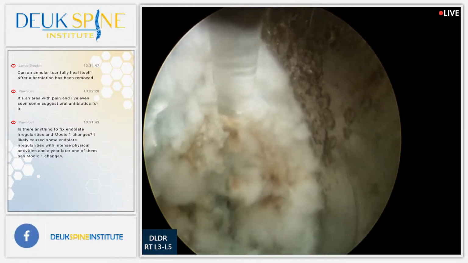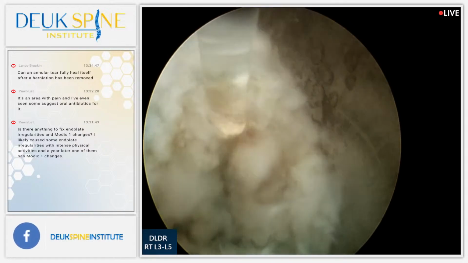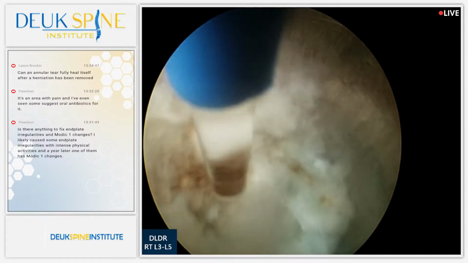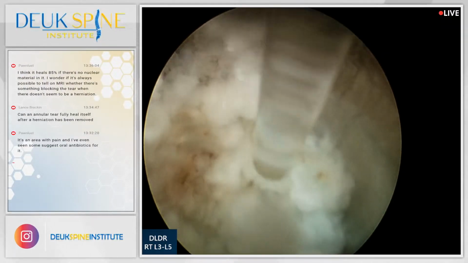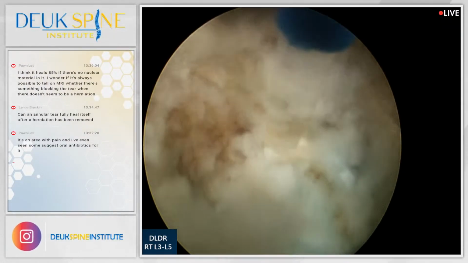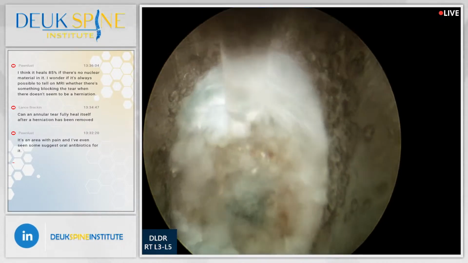Then I asked her, what about higher up at L3-4 and L2-3 where you have herniations? She said, nope, I have zero pain there. So because of that, I said, we don't need to fix those discs, so we're going to leave them off the menu. We're not treating them. We're only fixing the ones that are painful.